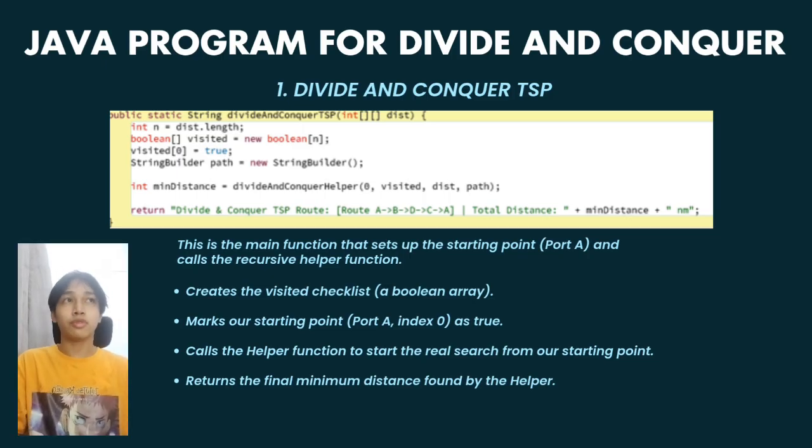For the Java program for divide and conquer, the first one is divide and conquer TSP. This is the main function that sets up the starting point for A and calls the recursive helper function. It creates the visited checklist, a boolean array. Then it marks our starting point, port A index 0, as true. Then it calls the helper function to start the real search from our starting point. Finally, it will return the final minimum distance found by the helper.